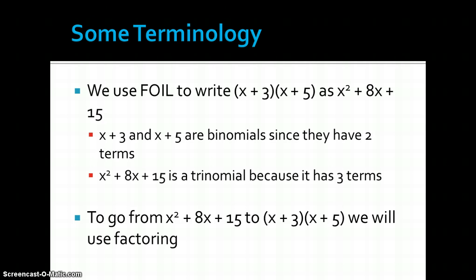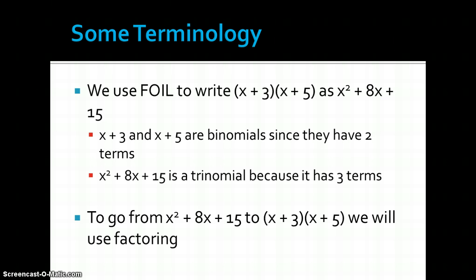We've used FOIL to write the quantity x plus 3 times x plus 5 as x squared plus 8x plus 15. In this problem, x plus 3 and x plus 5 are both called binomials since they have two terms. X squared plus 8x plus 15 is a trinomial because it has three terms. So we FOIL binomials to get trinomials.